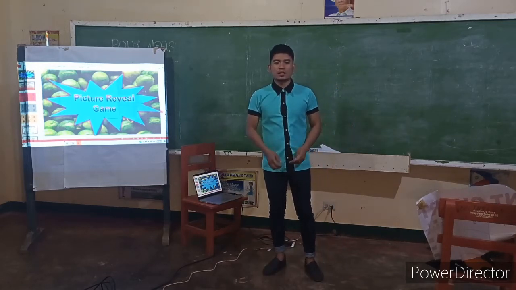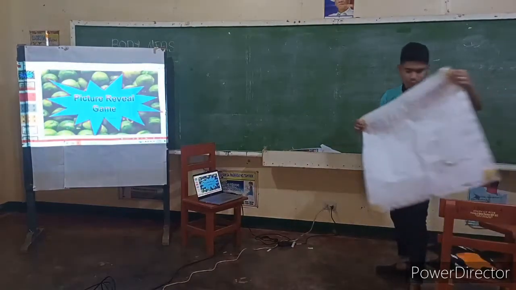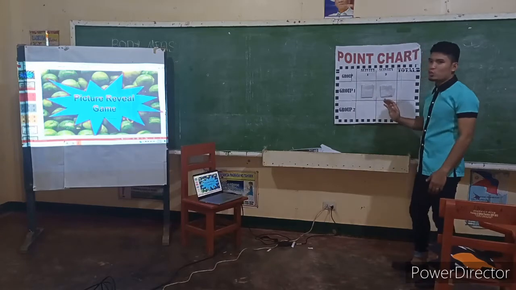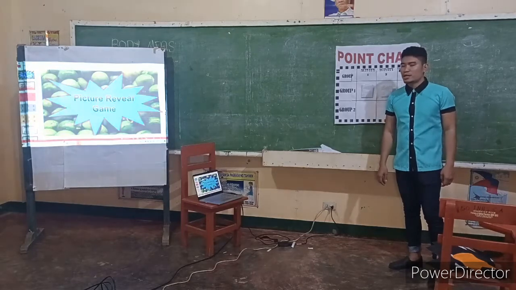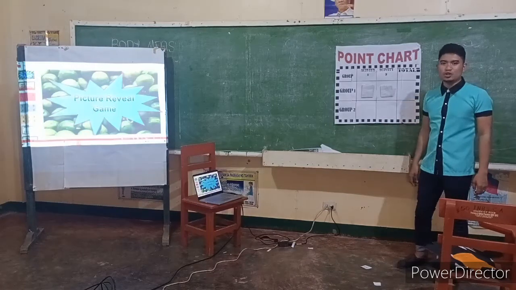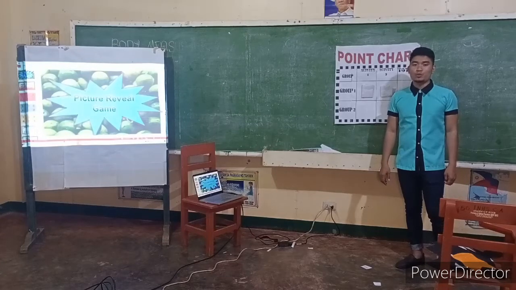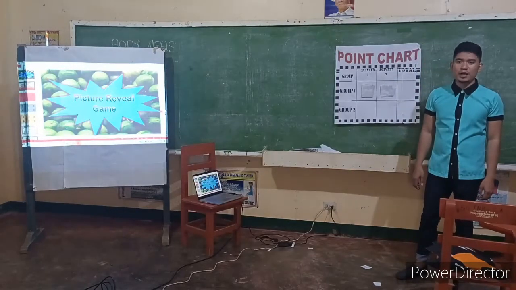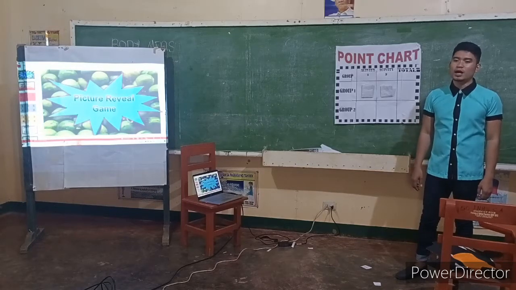Okay, before we start our discussion for this morning, I have here a point chart. This point chart will serve as your scoreboard. Every activity that we are going to do this morning will have corresponding points, and those points will be posted here. At the end of the discussion, we will sum up all your scores, and those scores will be your points for this morning. Okay, and the group that is very noisy and not participating will have points deducted. Is it clear? Okay, thank you.